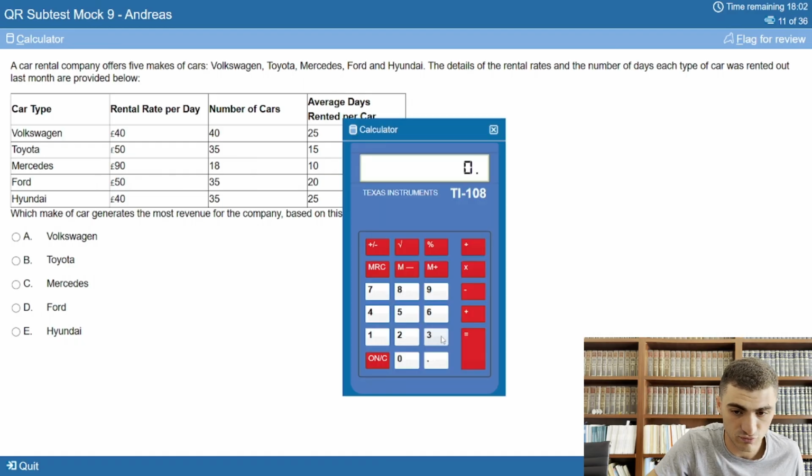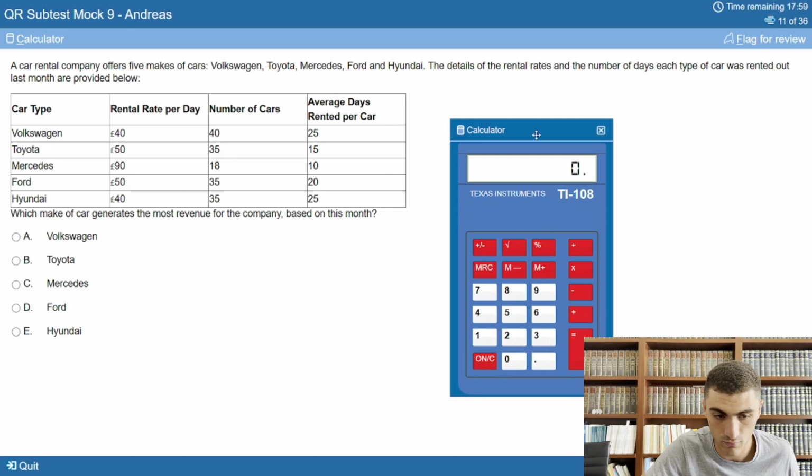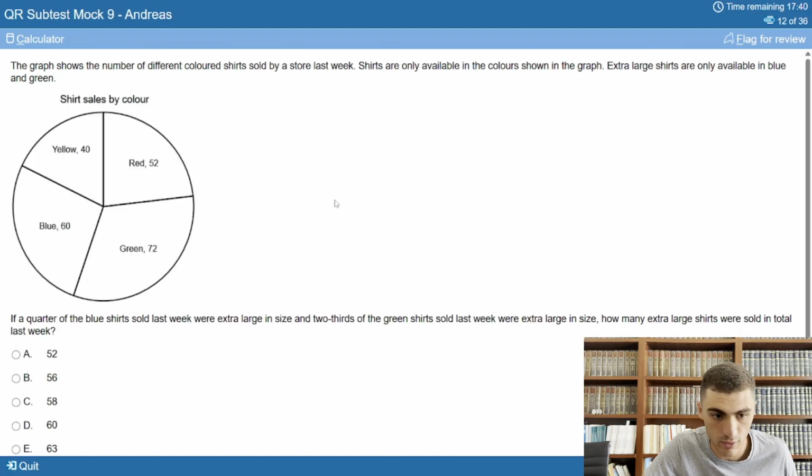So I'm going to just write them down to perform the calculation for these two. So it's 40 times 40 is 1600 times 25 is 40,000, and then for Ford it's 50 times 35 times 20, 35,000. So Volkswagen is the correct answer because it was 40,000.